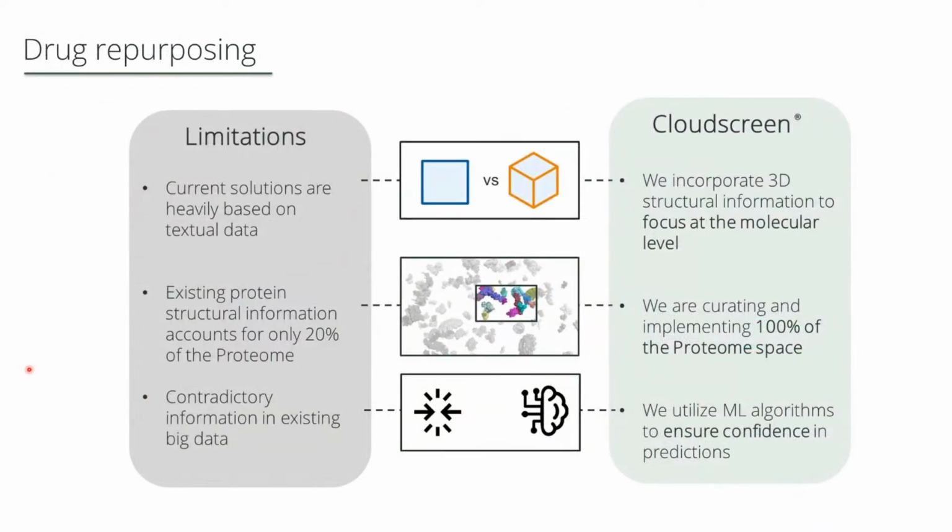Now, the field of drug repurposing has several limitations on how it has been approached. Most solutions are heavily based on textual data, while we approach the problem by incorporating 3D structural protein information, focusing at the molecular level. Existing protein structural information account only for 20% of the proteome, while we are curating and implementing 100% of the proteome space. Also, there is a vast amount of contradictory information in existing scientific data. We are trying to tackle this limitation by our own machine learning algorithms.